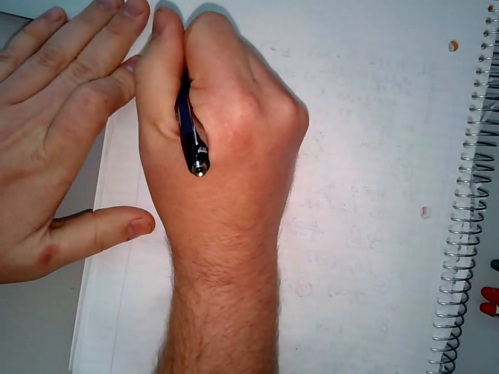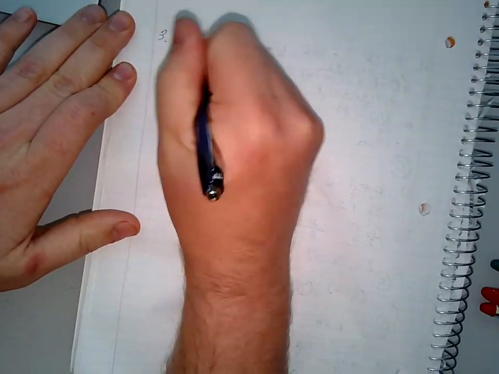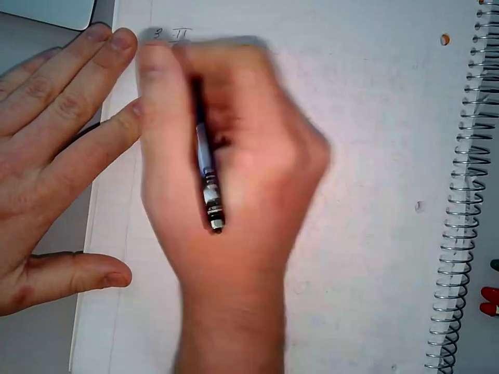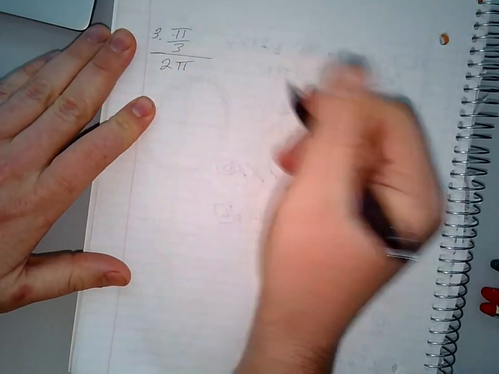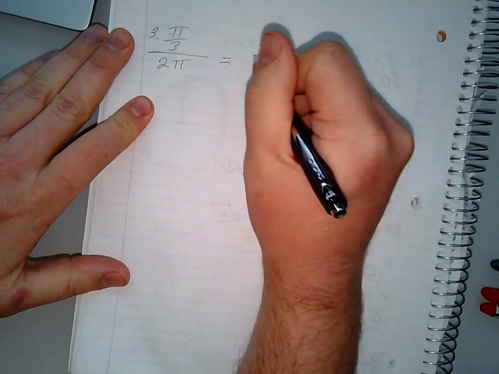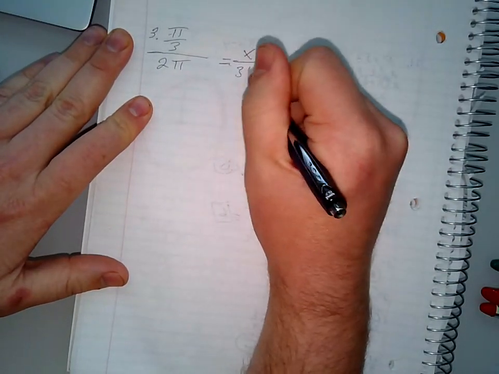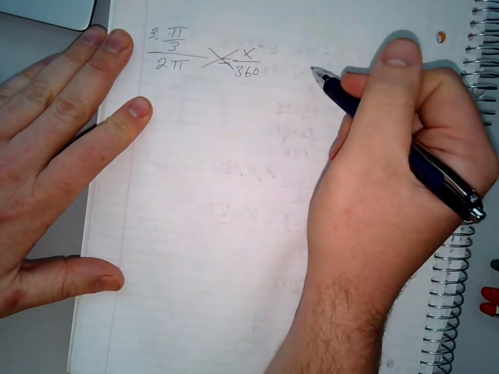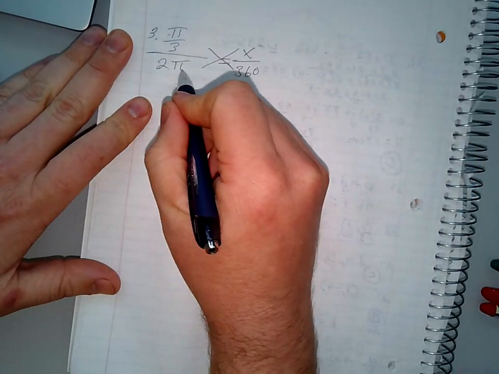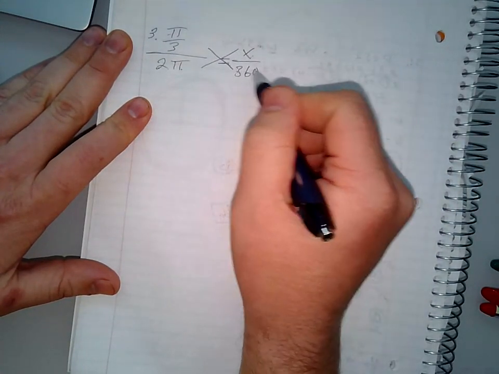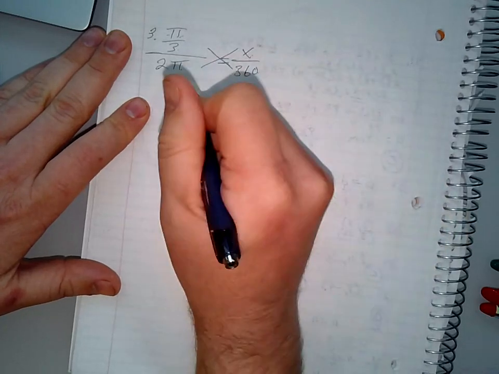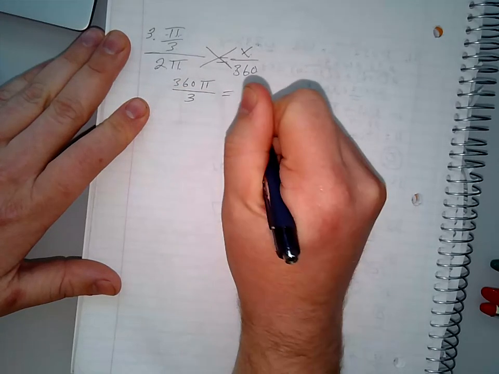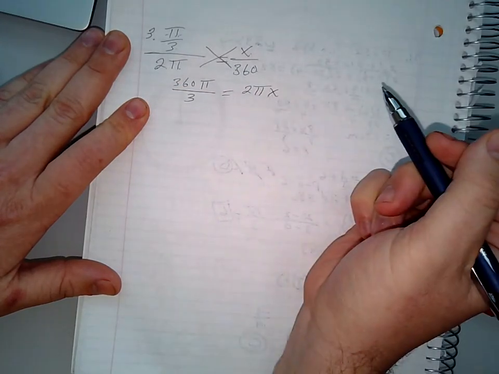So the new number 3 says we're starting off with pi over 3. Pi over 3 is the number of radians over 2 pi, the number of radians in a circle. And we're looking for how many degrees that would be. We know that there's 360 degrees in the circle. So we're going to cross multiply, and we're going to get 2 pi x and 360 pi over 3. So 360 pi over 3 is going to be equal to 2 pi x.